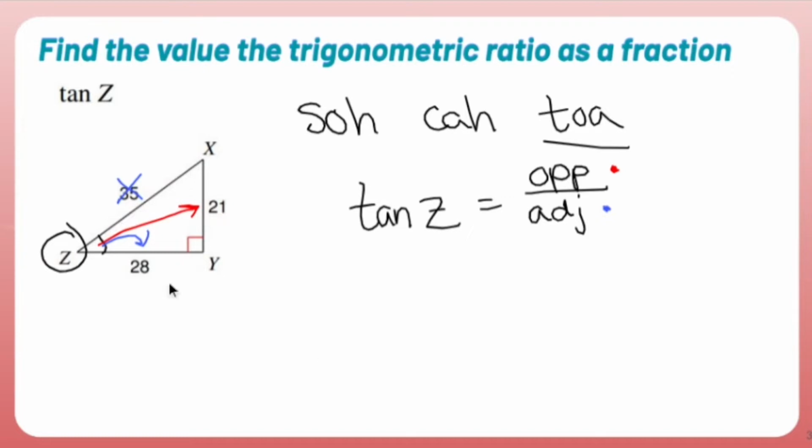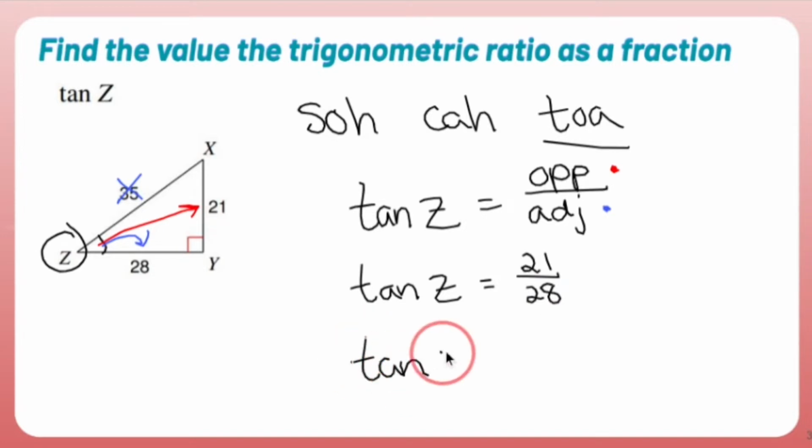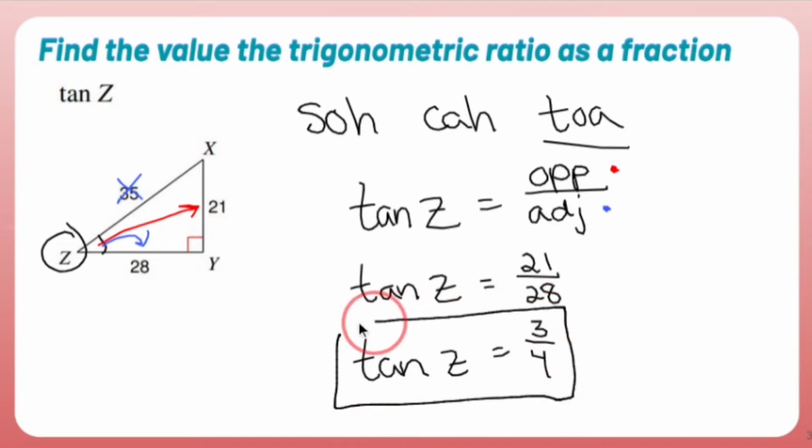So the way we set this up now is we say, all right, tan Z is going to equal the opposite side, which was 21, over the adjacent side, which was 28. And you might notice 21 over 28, does that simplify? It sure does. 28, 21, divide them both by 7, 3/4. And that's my answer. Tan Z is 3/4.